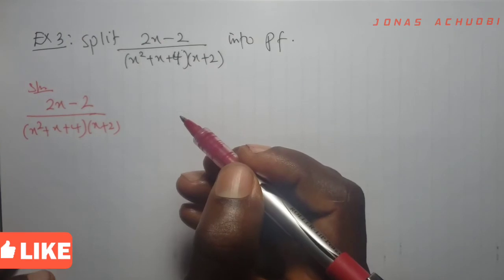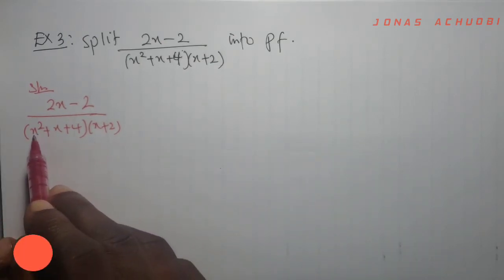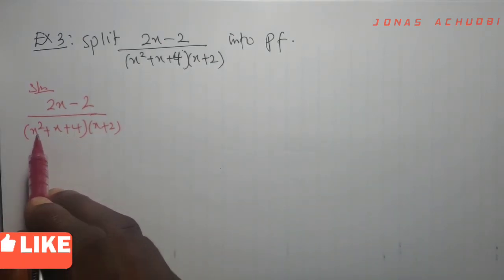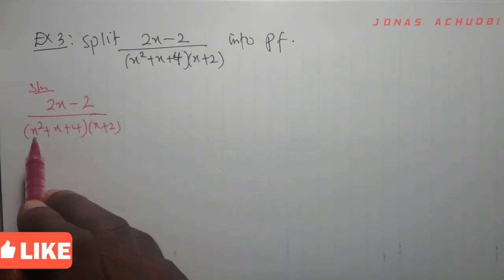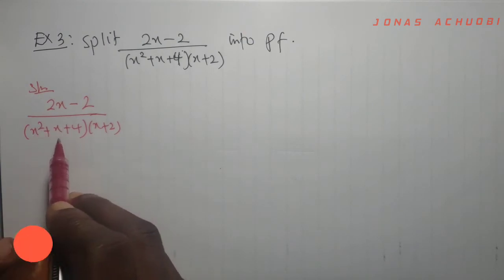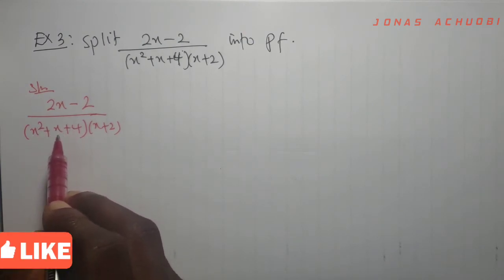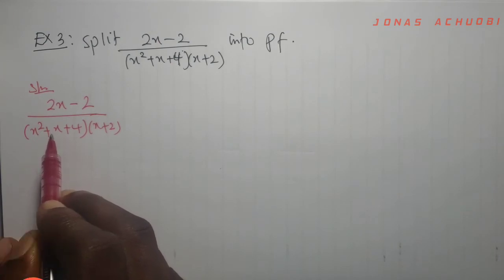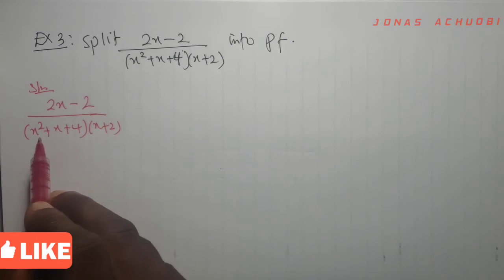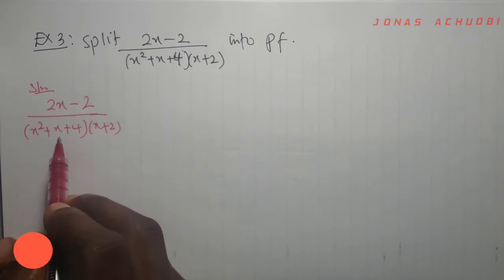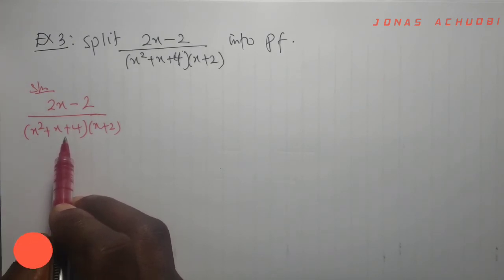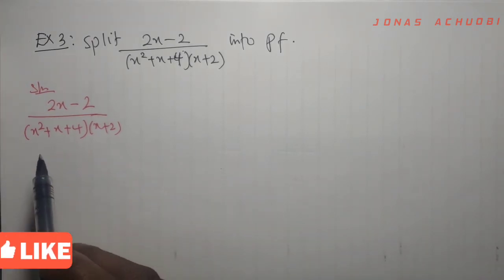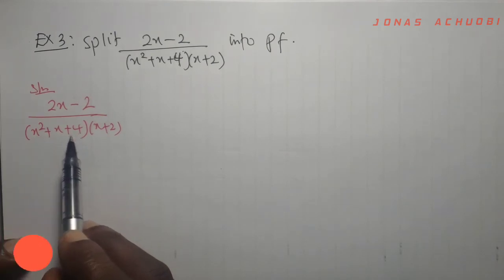So we must ask ourselves a question. There are 2 factors here. The first factor is quadratic. Why? Because the highest power of x is 2. The second factor is linear. However, like I said, once you have a quadratic factor, the first thing you must ask yourself is, can this quadratic factor be factorized? So if your answer is yes, you go ahead to factorize it. If your answer is no, you leave it the way it is and you apply case number 3. So x squared plus x plus 4, is it factorizable?